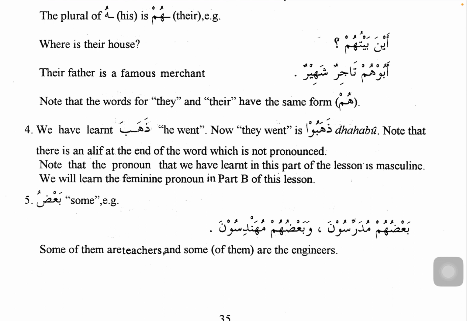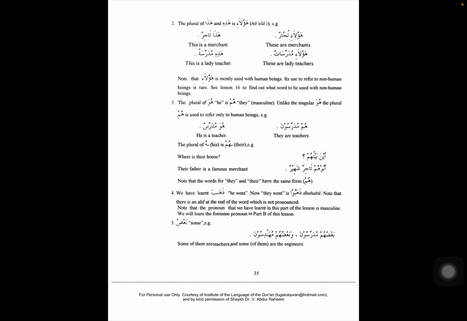Point number 5, ba'du means some. This word ba'du is very useful to use when you speak. Let's look at an example of a sentence where it's used. Ba'duhum mudarrisuna wa ba'duhum muhandisun. Some of them are teachers and some of them are engineers. So you can use this word in sentences such as this.